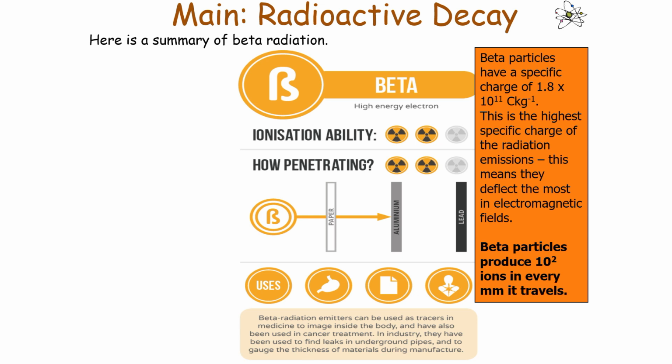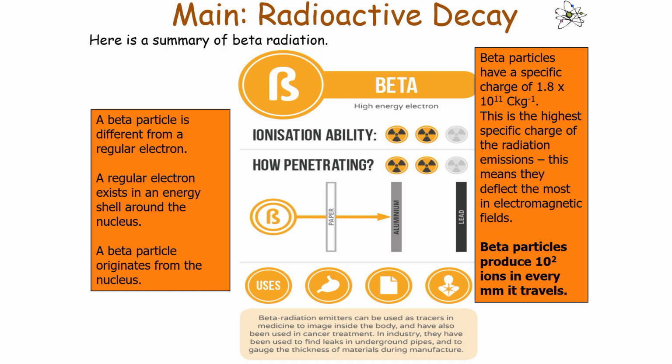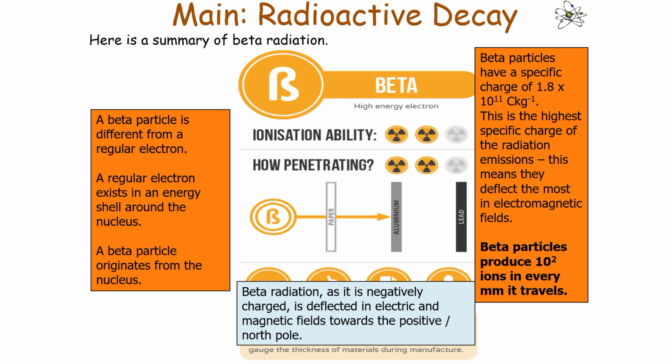Now beta particles again have a specific charge, the high specific charge of any of the radioactive emissions, and beta particles produce 10 to the 2 ions in every millimeter they travel. Now a beta particle is different from a regular electron because a regular electron exists in energy levels around the nucleus, whilst a beta particle originates from the nucleus. Now beta radiation, as it's negatively charged, is deflected in electrical and magnetic fields towards the positive or north pole. Now like mentioned before, this deflection is greater than alpha radiation, as the beta particle has a higher specific charge, charge divided by mass, than the alpha particle.